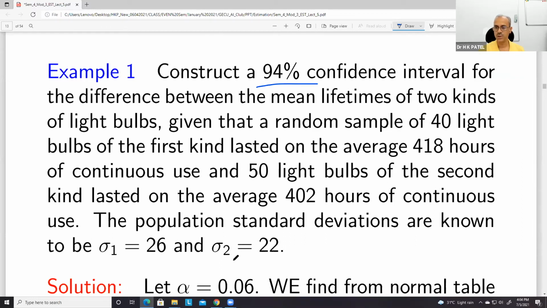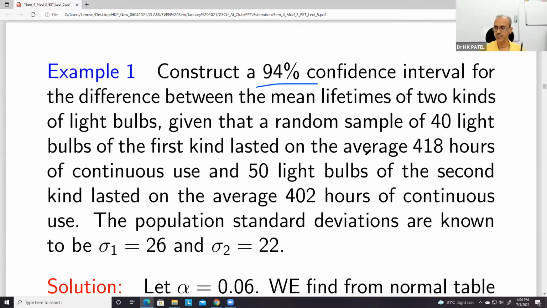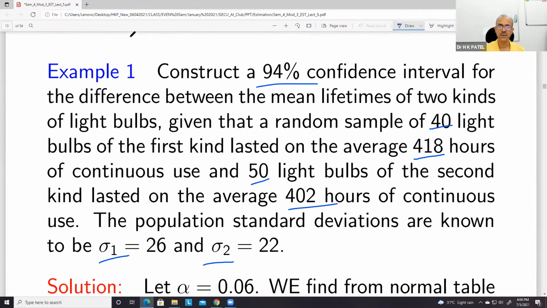Now you can see that all the things are given here. Average is given for the first sample, number is given. This is n1, this is x bar, this is n2, this is y bar, and then sigma 1 and sigma 2 are also there. What we have to do is calculate for this value, 94%. So 94% means 0.9400. What we want actually is the Z alpha by 2.